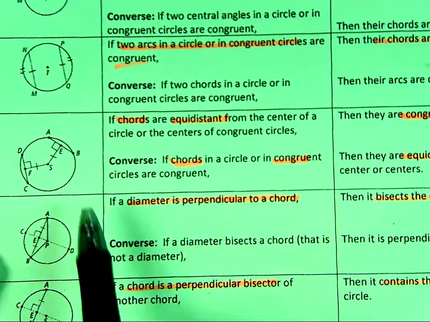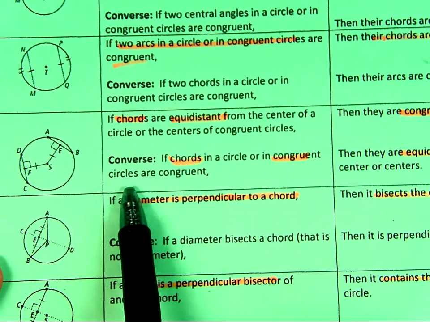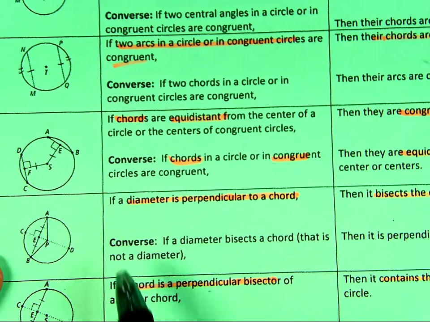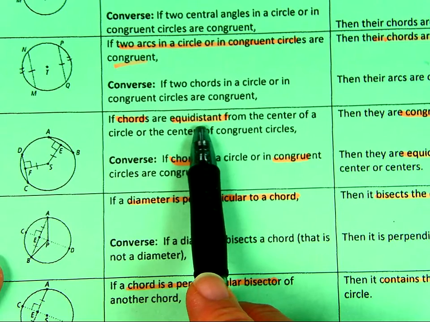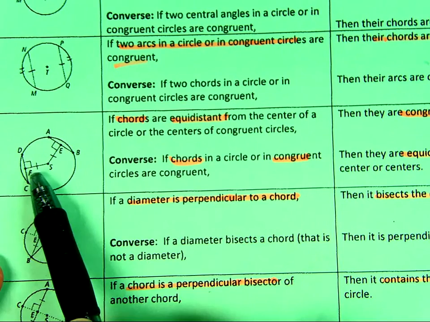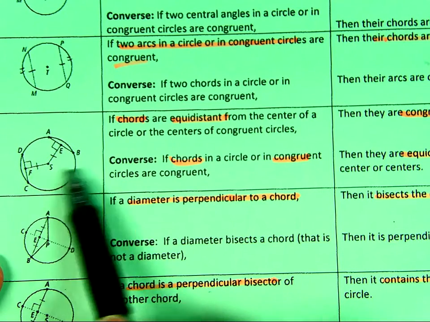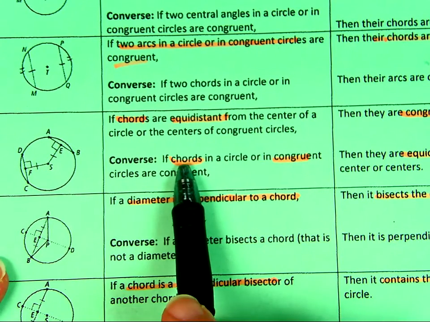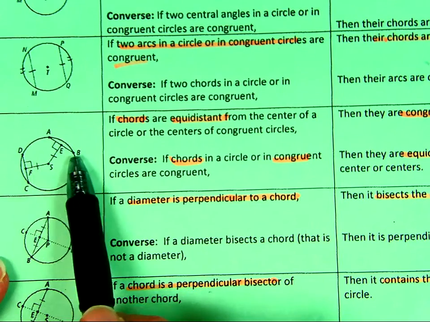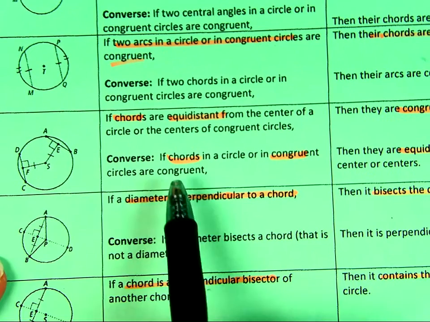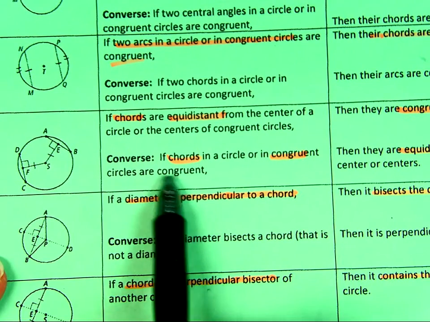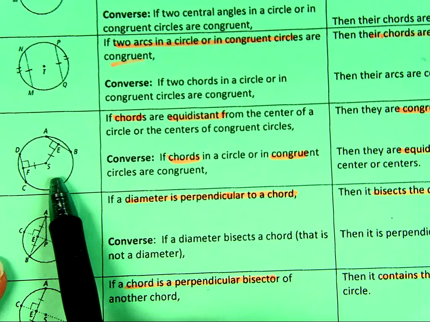Alrighty. Next one. Again, you have the theorem and the converse. If chords are equidistant from the center, that means they're the same distance. That's why you have these little marks here to show that the distance is the same. Then these chords are congruent. The converse says if the chords are congruent, then they're the same distance from the center.